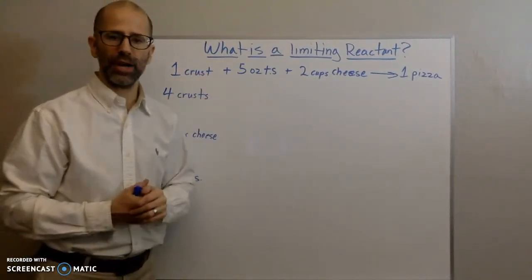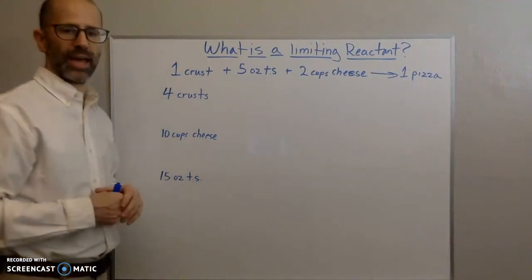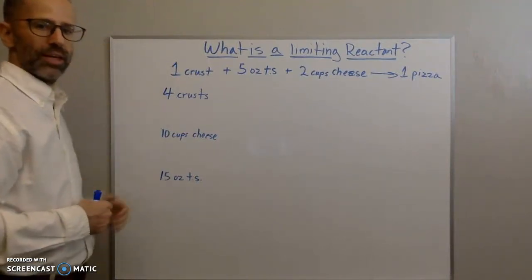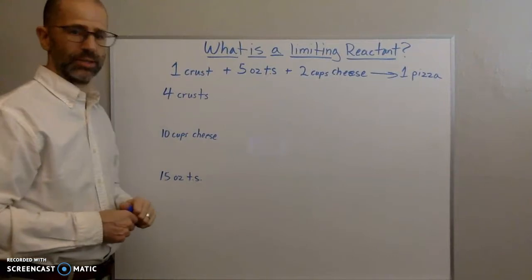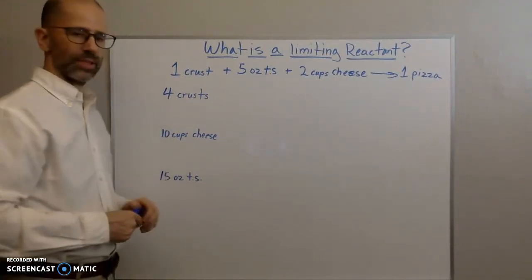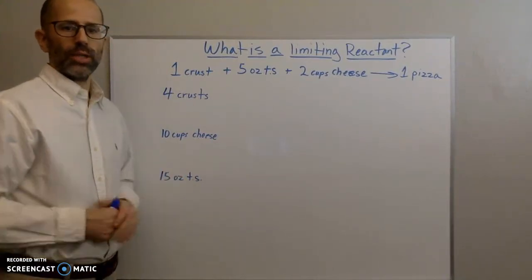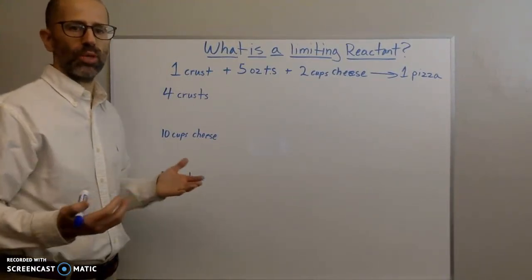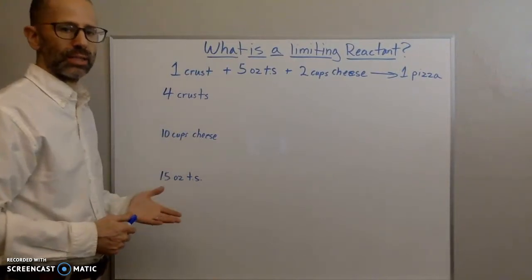Well, what happens if I walk into my pantry and I look to see the ingredients I have, and this is what I have in my pantry? So turns out I have 4 crusts, I have 10 cups of cheese, and I have 15 ounces of tomato sauce. So the question then becomes, what's the maximum number of pizzas I can make with my ingredients?